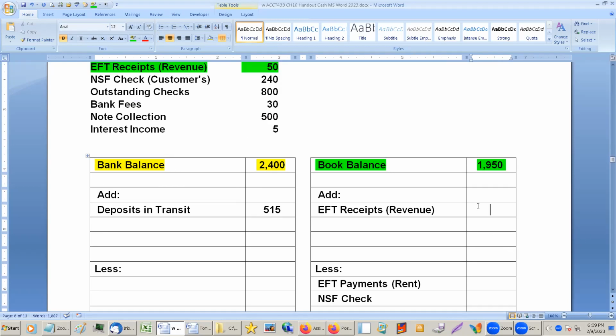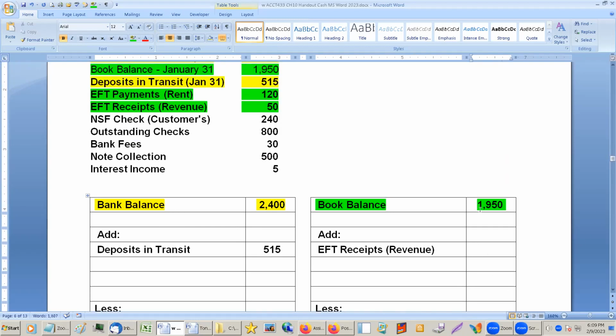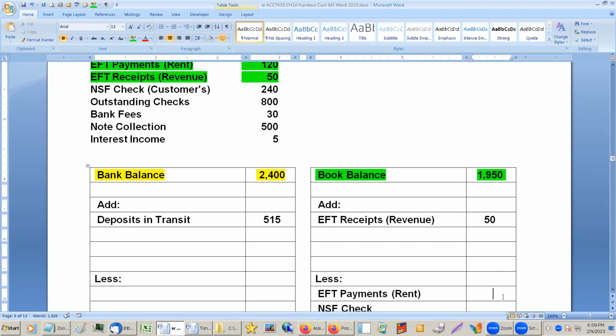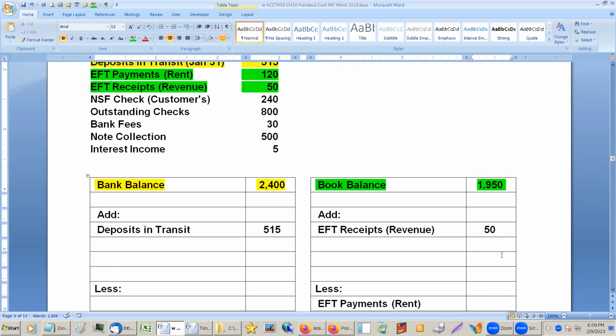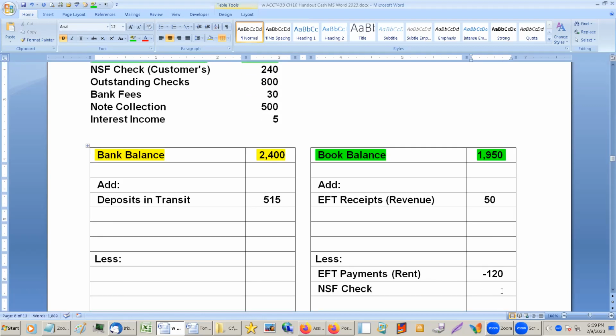Oh wait, I didn't finish either of these. Let's try this again, Mark. So this would be $50. The payment would be minus 120. The NSF check would be minus 240.